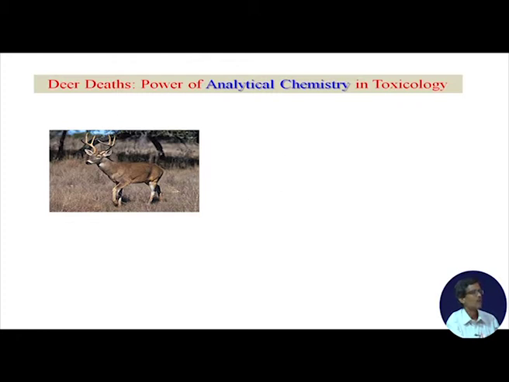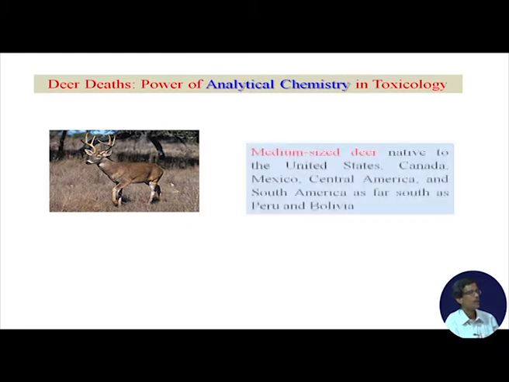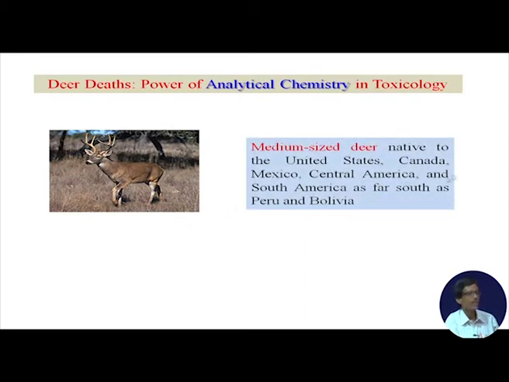These are the deer available in this park, a medium sized deer native to the United States and some other countries. It is the white tailed deer, and its death is due to consuming grasses where something has been added. So we all should be very careful about what we are consuming. It is all related to environmental chemistry.